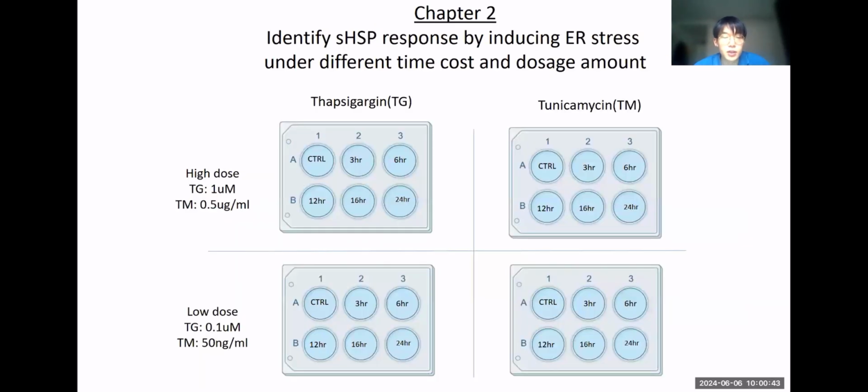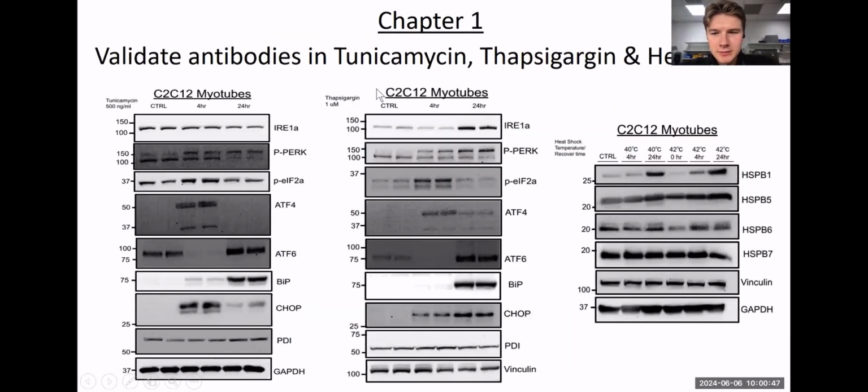And then the second chapter, sHSP7 working. You said to validate the antibodies, so are you validating them as in whether they increase in response to the drug or the heat? This chapter is validating the antibodies, so they should increase in response to your treatment. Does sHSP7 increase? Yeah, it didn't.